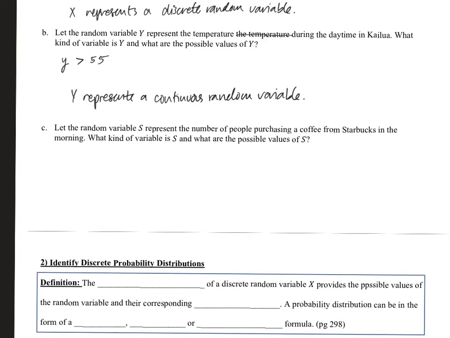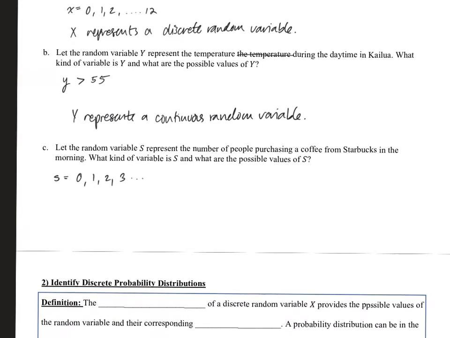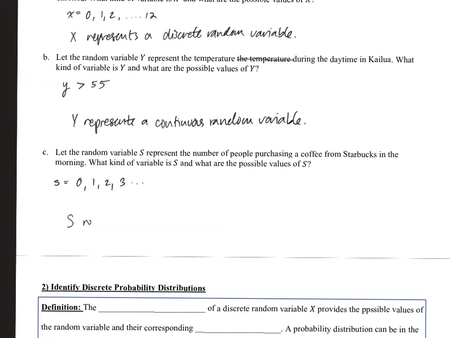And C, let the random variable s represent the number of people purchasing a coffee from Starbucks in the morning. What kind of variable is s, and what are the possible values of s? Well, let's see. Thinking about the number of people, you only have the counting numbers, right? You could have 0 people, you could have 1 person, 2, 3, and so on. So even though it could go on forever, at the same time you still have that spacing in between each of the numbers when you're counting. So this is going to be a discrete random variable. So we'll say S represents a discrete random variable.